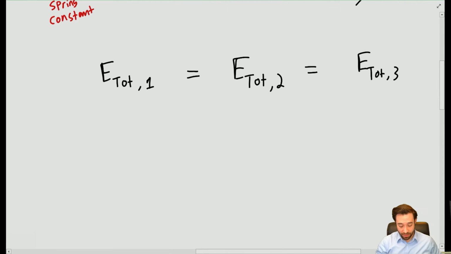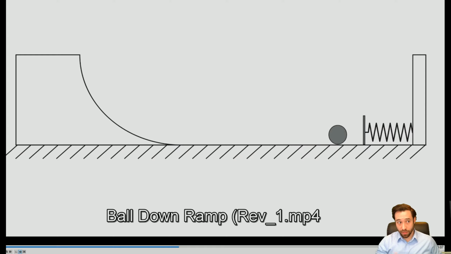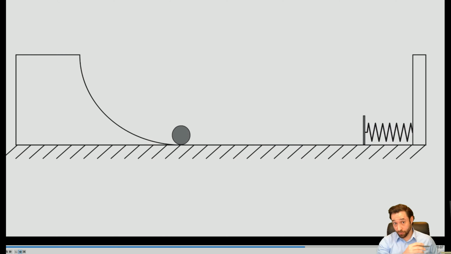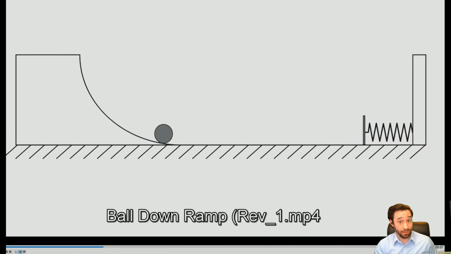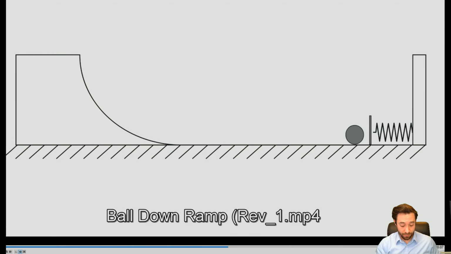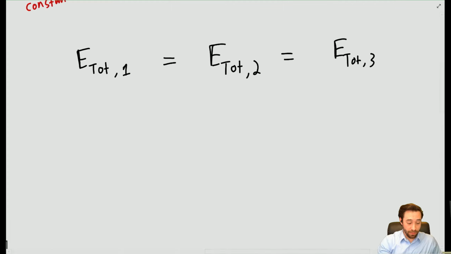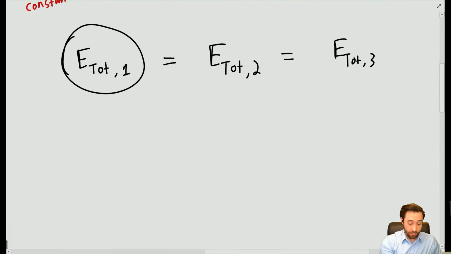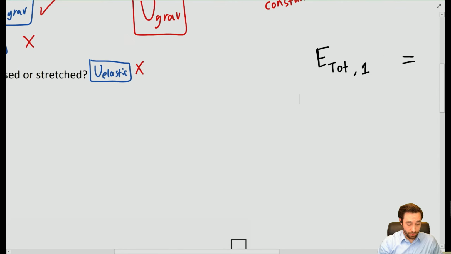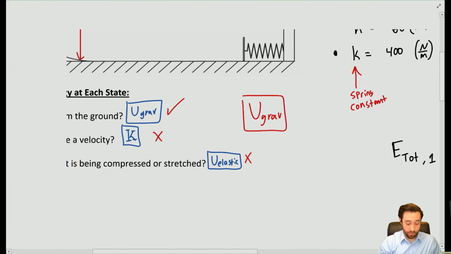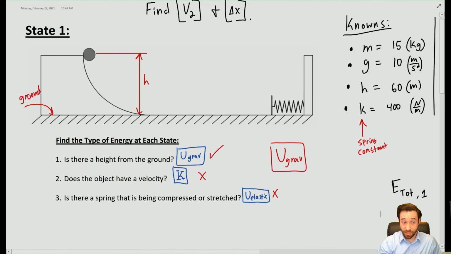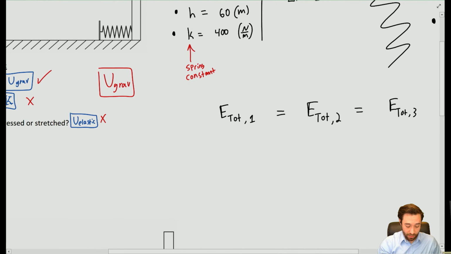So throughout this entire process of sliding, going through this whole animation, the total amount of energy remains constant. Nothing is lost. So the energy at state 1 was what? We had gravitational potential. So that's what I'm going to write down here.